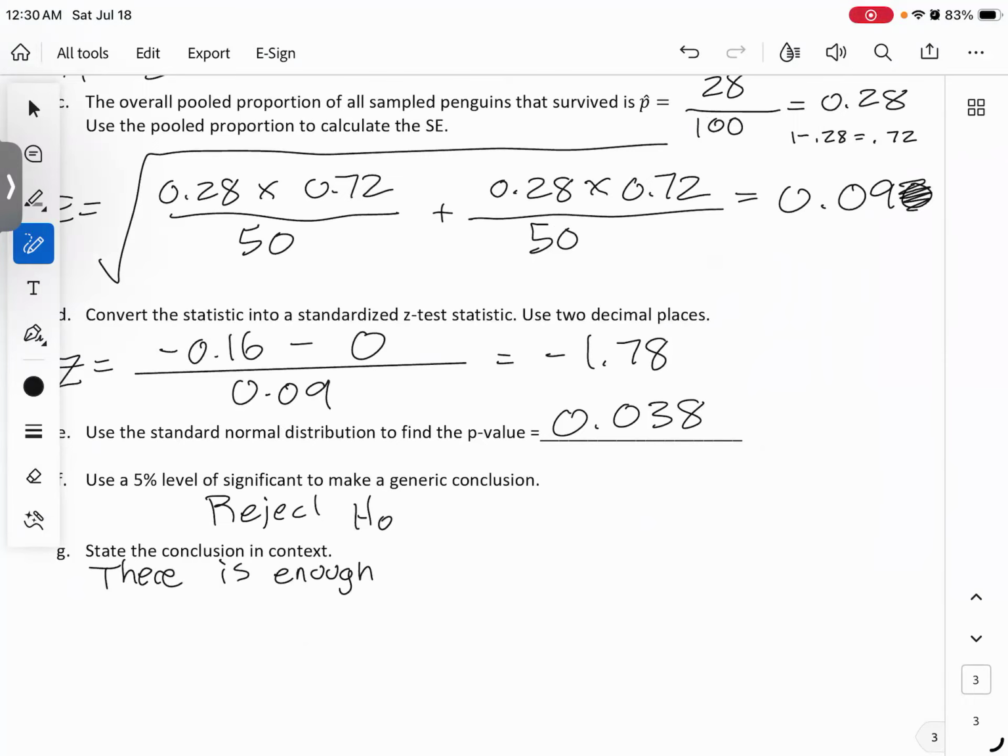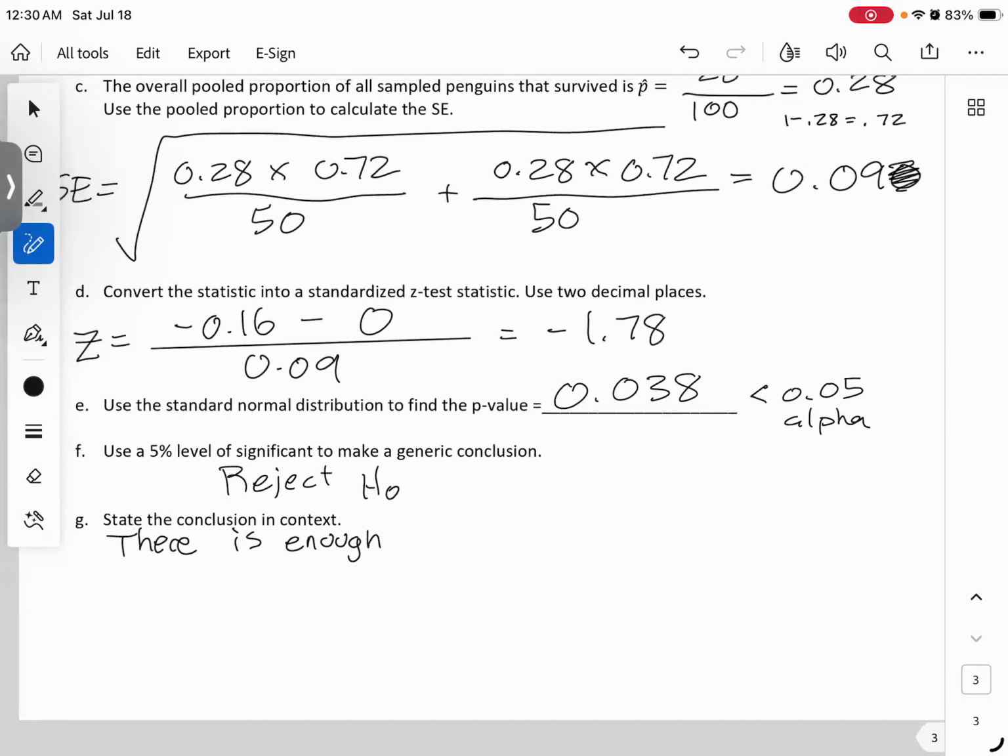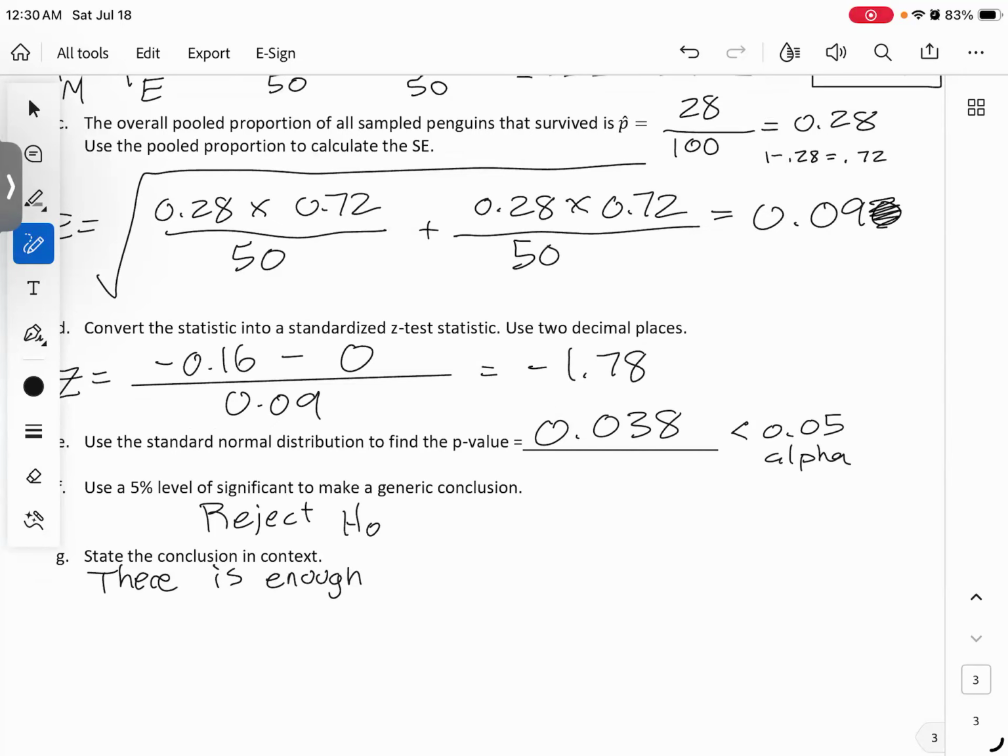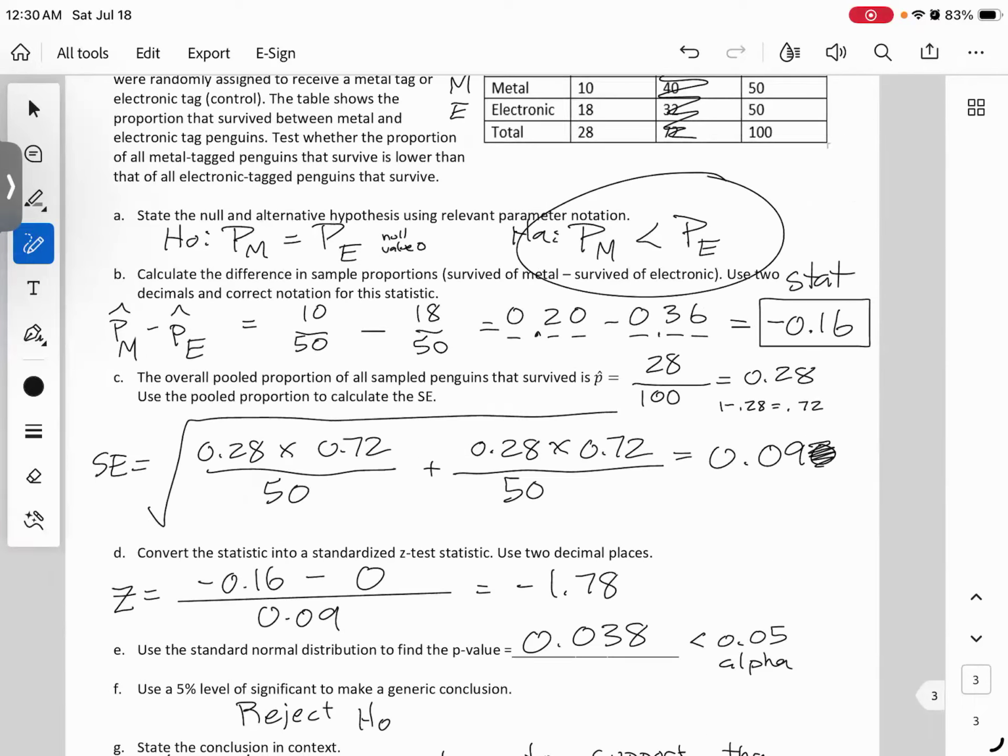But since we're using a 5%, that would give us the ability to reject the null hypothesis. That result is statistically significant, most likely was not a fluke. So there is enough evidence to suggest, or to support, and then again, you're just going to restate what that was all about. That a low proportion survive if they wear metal tags.